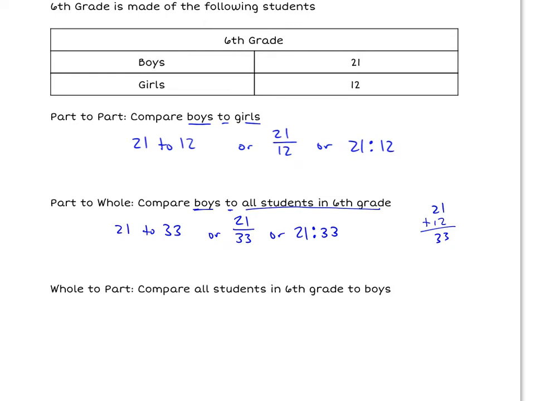The other way to do it is comparing the whole to the part, and again, now you're taking all the students in sixth grade to the boys. So this time, all the students are going to be listed first. So we will have 33 to 21, or 33 over 21, or written 33 colon 21. So that's comparing the whole to the part. So you need to be careful of which way the words are written, always making sure if one comes first, you list that one first or on top when you're writing the ratio.